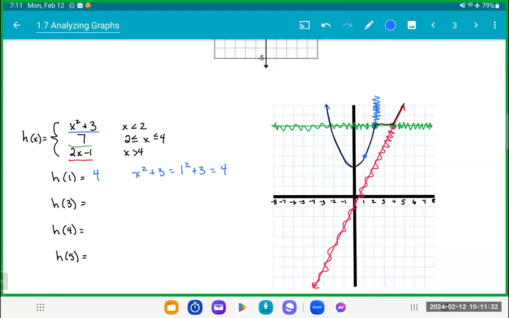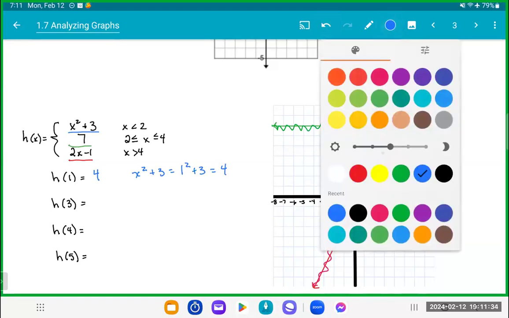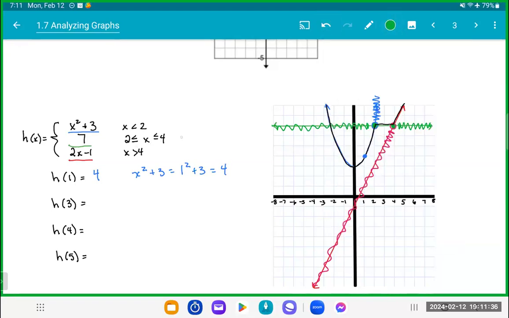Question. 3 falls in this line right here. So when x equals 3, that's this point right here. And we can see that our graph is just simply y equal to 7. When x is equal to 4, we're right here. And again, our graph just equals 7.